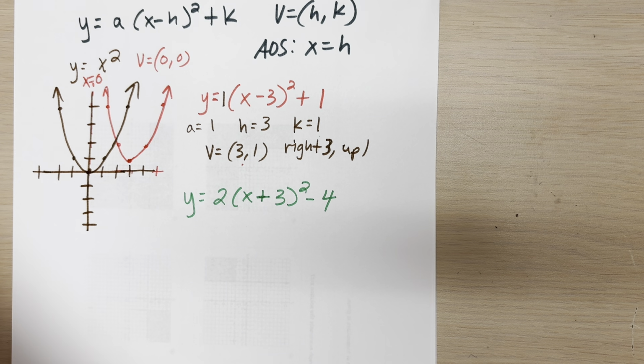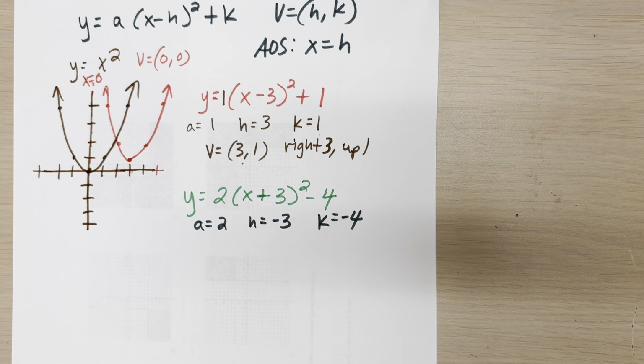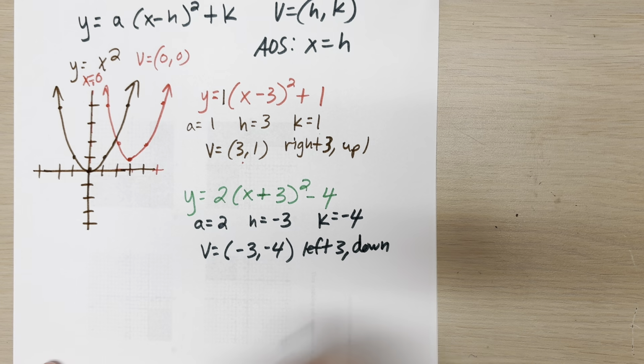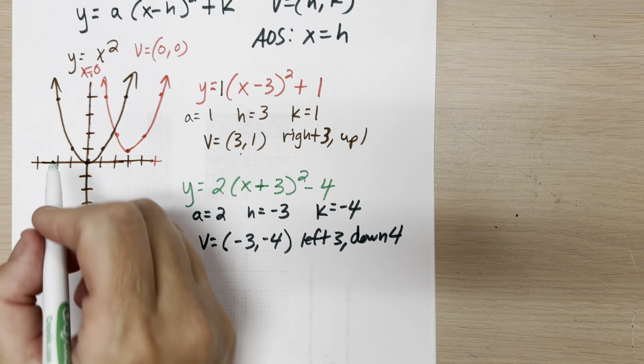So the first thing I want to do is list out a, which is 2, h, the opposite of what we think, negative 3, and k is exactly how it looks, negative 4. This means that our vertex is negative 3, negative 4. I'm going left 3 and down 4. Okay, let's graph it and see what it looks like. So I'm going over 1, 2, 3, and then down 4.